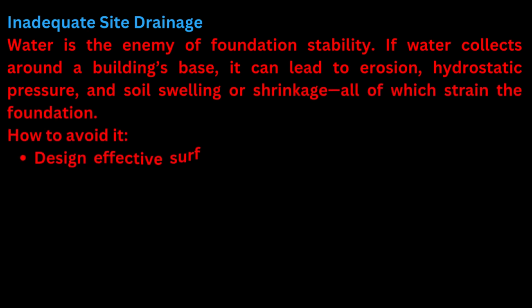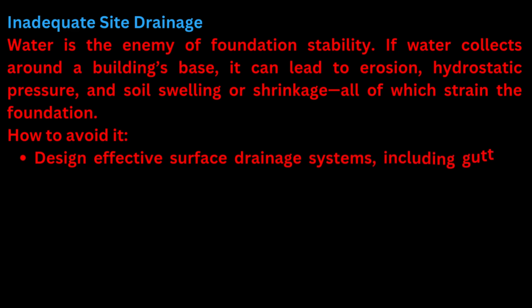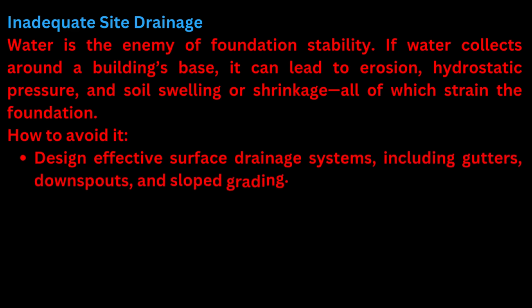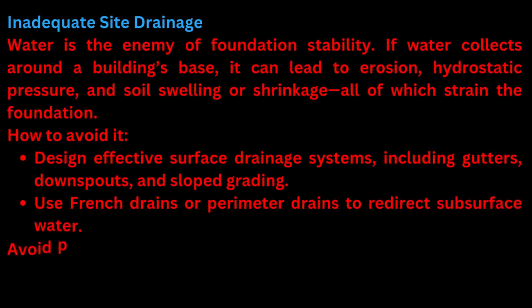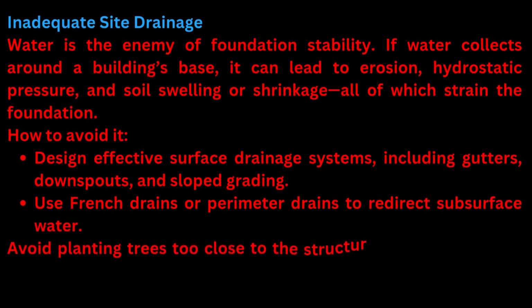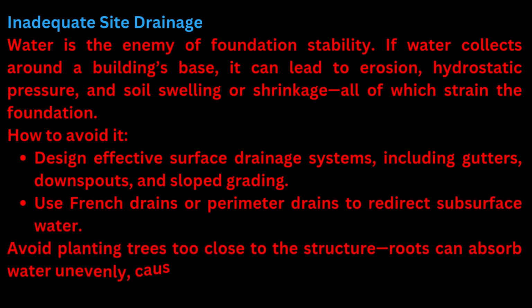How to avoid it. Design effective surface drainage systems, including gutters, downspouts, and sloped grading. Use French drains or perimeter drains to redirect subsurface water. Avoid planting trees too close to the structure. Roots can absorb water unevenly, causing soil movement.